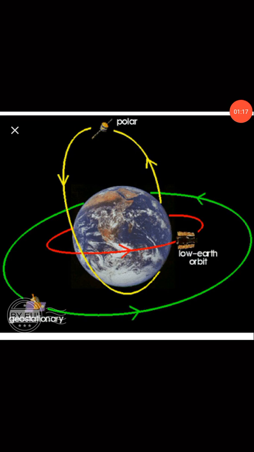As you can see in the image, the geostationary satellites orbit around the Earth in a circular manner, parallel to the equator. And polar satellites orbit around the poles of the Earth. The orbit of geostationary satellites is circular around the Earth, and polar satellites have an elliptical orbit around the North Pole and the South Pole of the Earth.